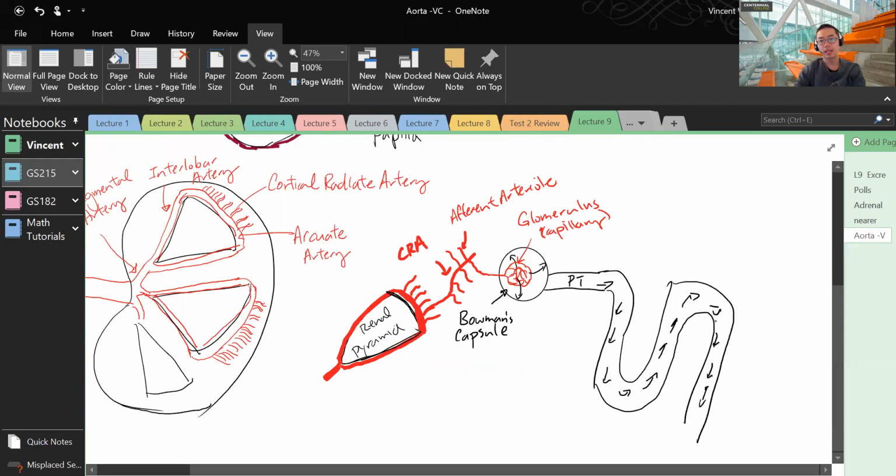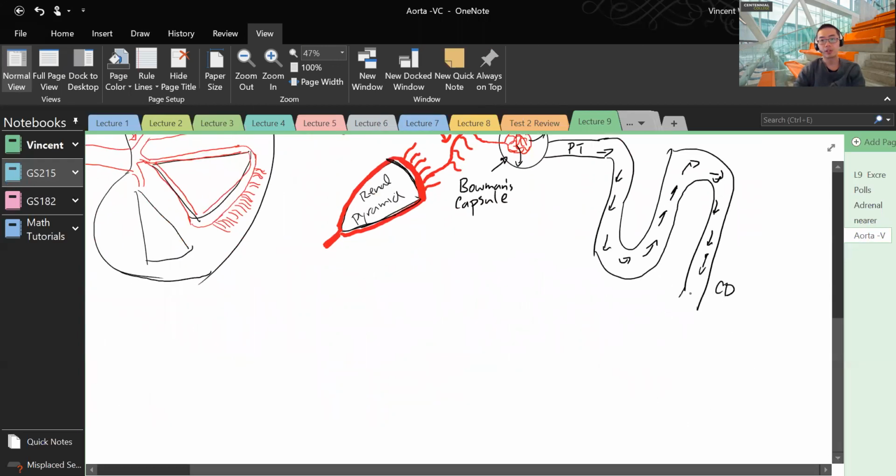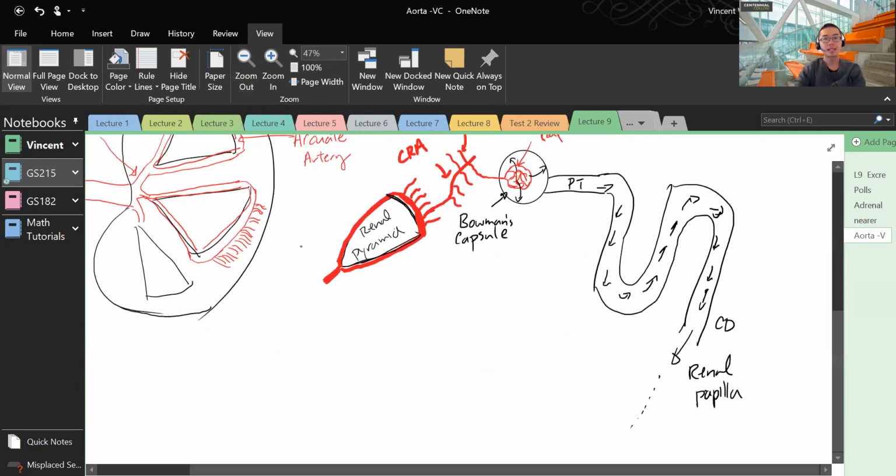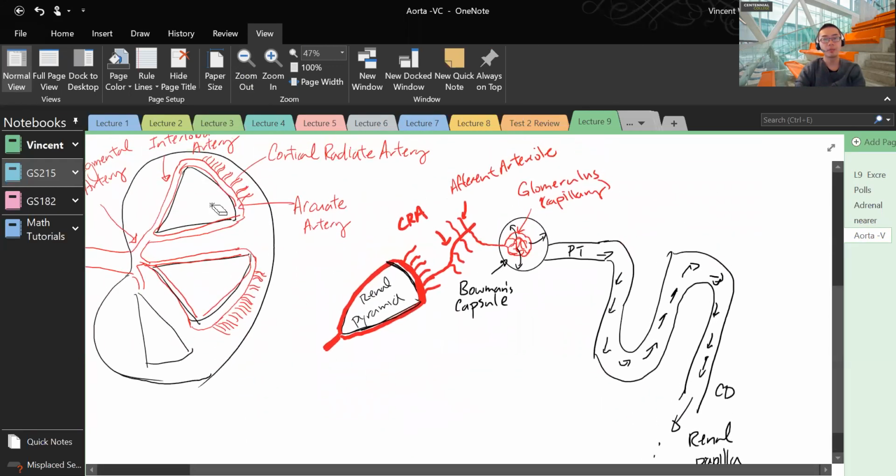And along the way, you're going to adjust the content of the filtrate. Okay, but this is the collecting duct, right? And remember, after the collecting duct, it's going to go to the renal papilla, so on and so forth, right? The stuff that we wrote earlier. Right? So that's the relationship between the blood vessels and the nephron.